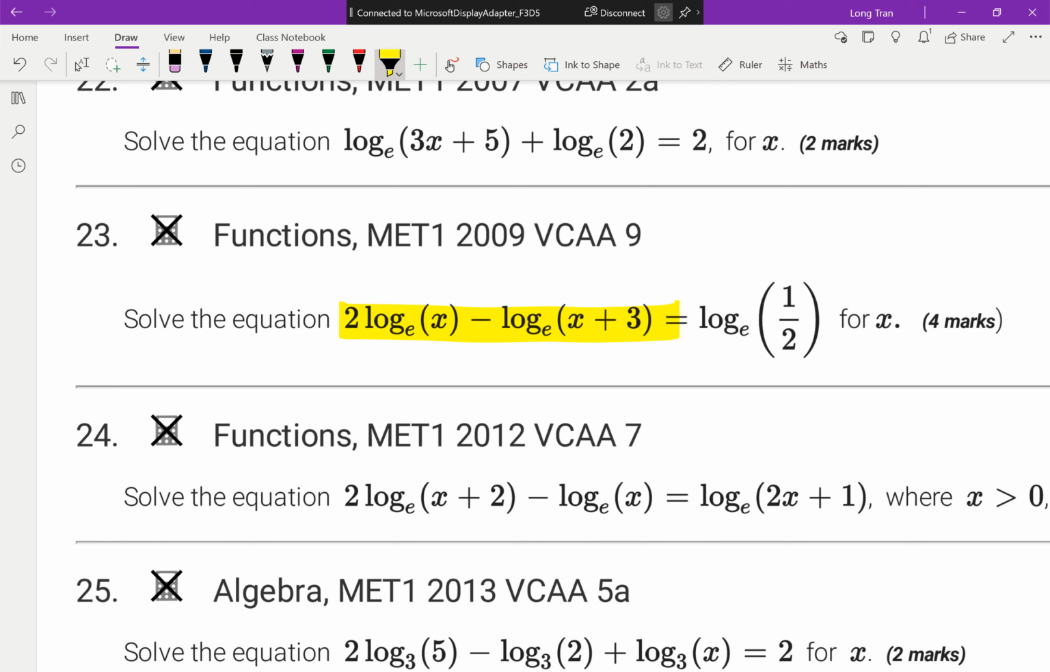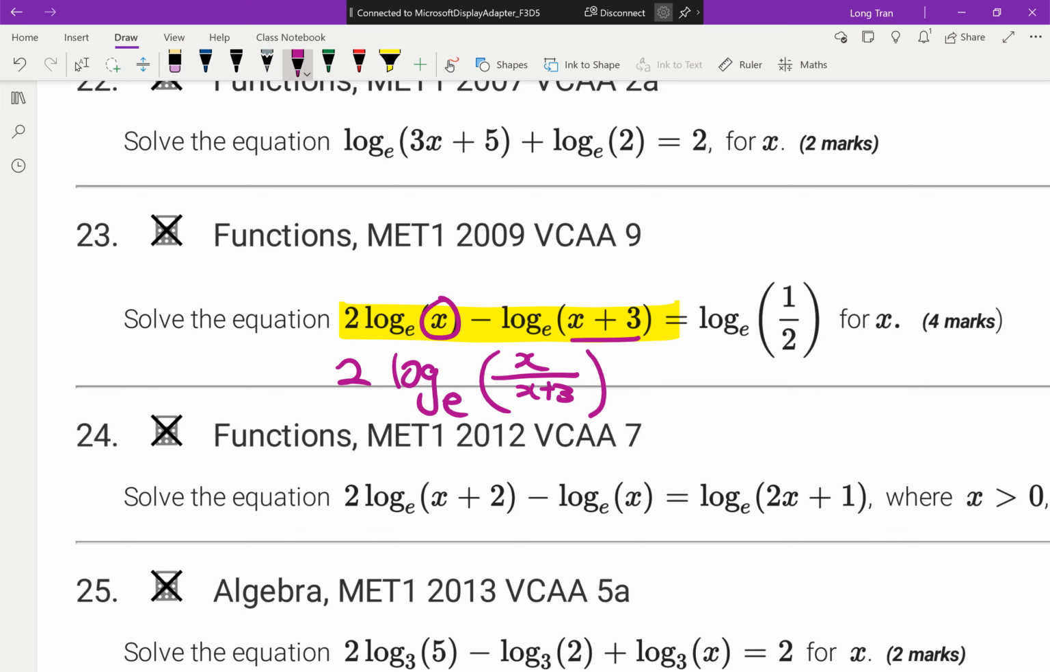So most students, when they do this, back then, they would say, oh yeah, I'm going to use rule number 2, and this is what I'm going to write. This is what most students will write. They'll say, okay, law number 2 says that I can write it as log base e of x over x plus 3. And they'll continue from there, and already just from that step, that is wrong.